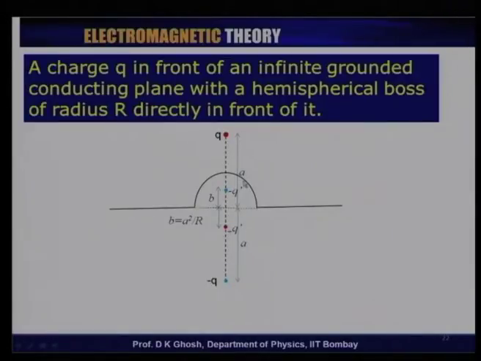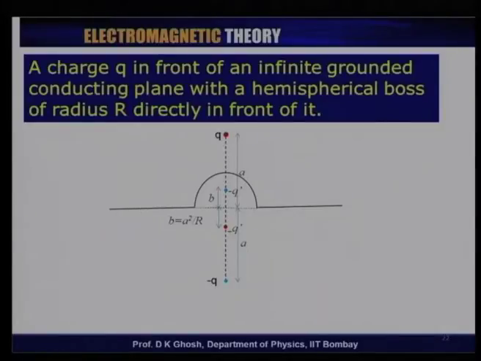This is at equal distance a and a below, and for minus q prime, another image which is plus q prime here. So, my total image problem consists of 4 charges: q at A, minus q at minus A, minus q prime at r square over A, plus q prime at minus r square over A. You can convince yourself that these 4 charges would be keeping the potential at 0.